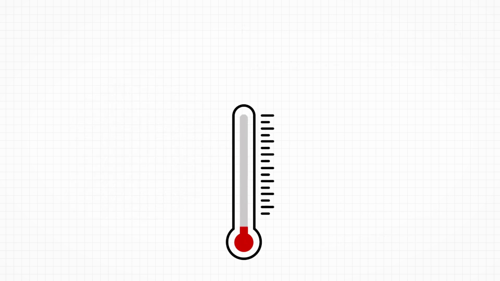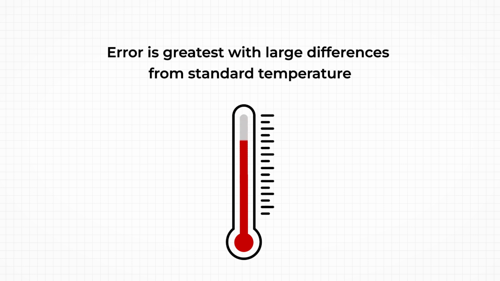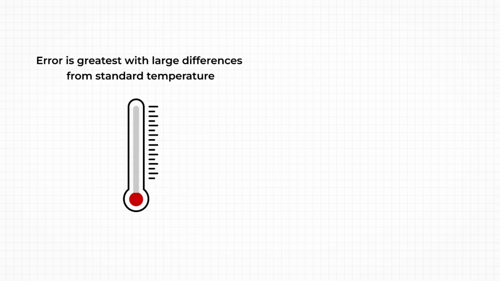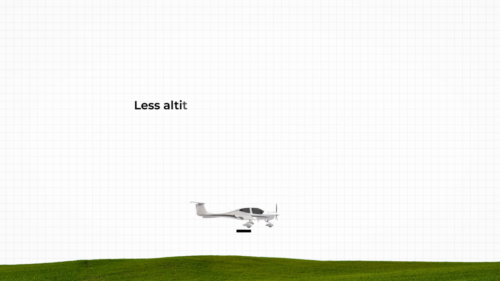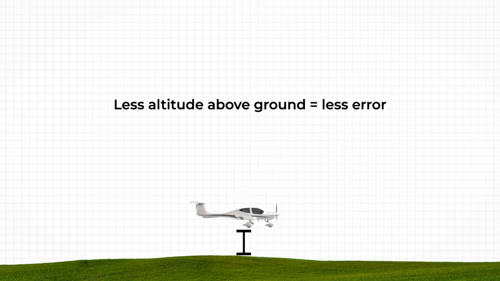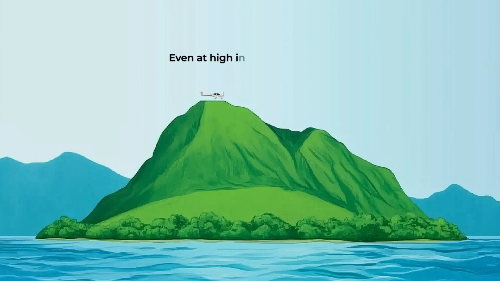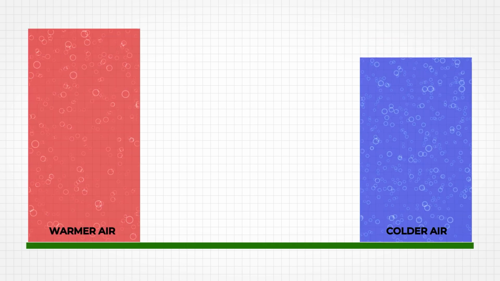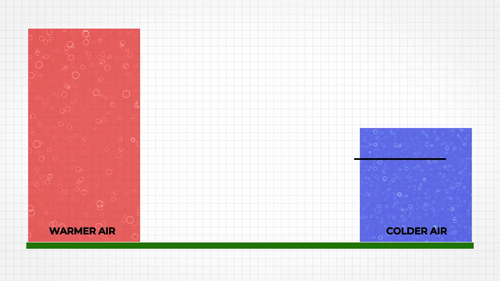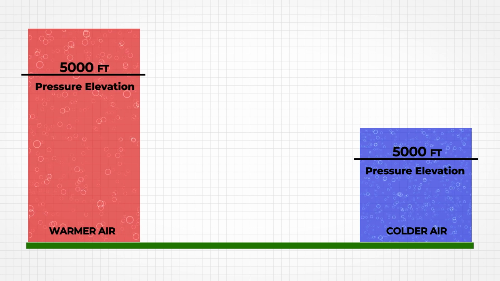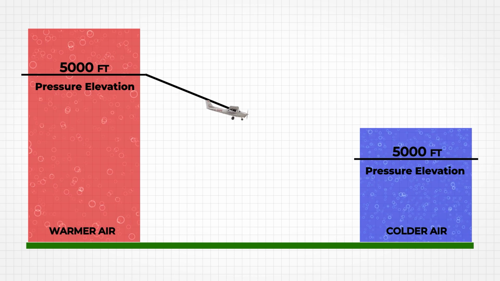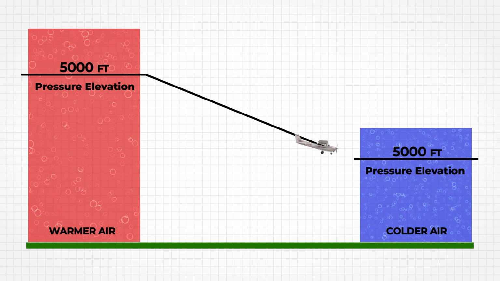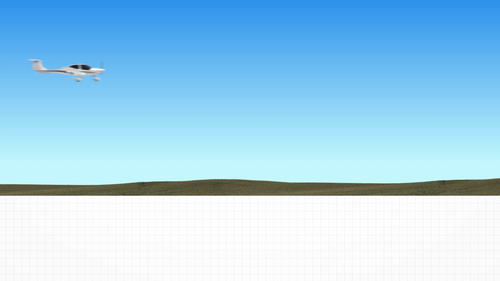An important thing to note is that the error is greatest with large differences from standard temperature and with high altitudes above the ground. The less altitude we have above the ground, the less error there will be, even if we are at high indicated altitudes. Also, keep in mind that cold temperatures cause pressure levels to compress, so our indicated altitude must be corrected when the temperature is 0 degrees or less, especially when we are depending on the altimeter for obstacle clearance during instrument flying. Let's find our true altitude using the E6B.